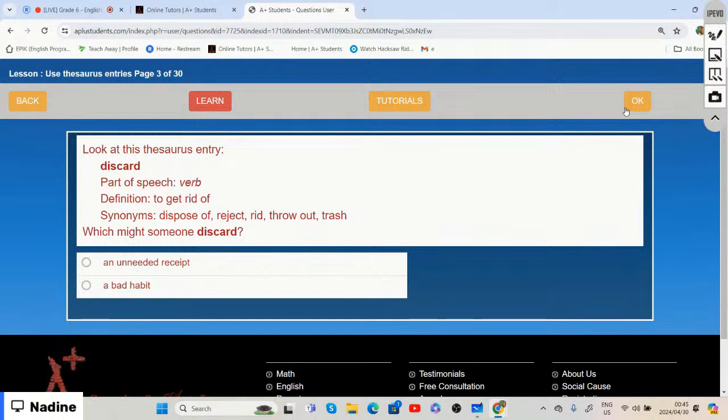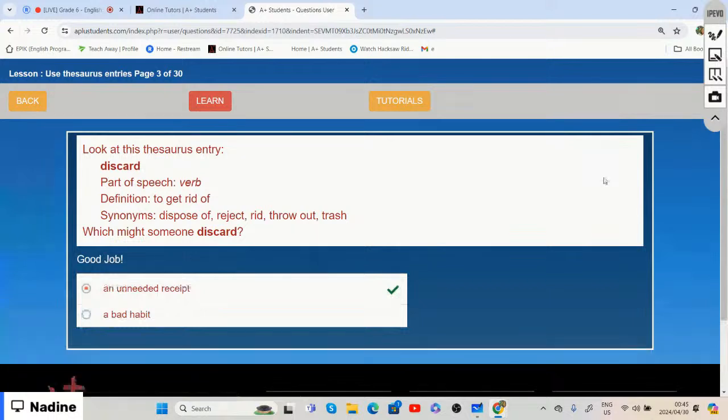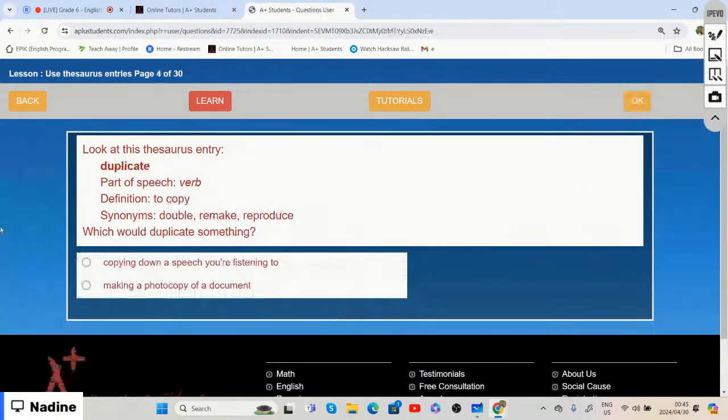All right. The correct one shows something that you can discard, to get rid of, something that you don't need anymore. So getting disposed of something. We can say it's an unneeded receipt because you don't need the receipt anymore. I've been to the shop, I'm wearing the clothes, I've eaten the goods or whatever. So an unneeded receipt is something that you can get rid of. Well done. All right, the last one.